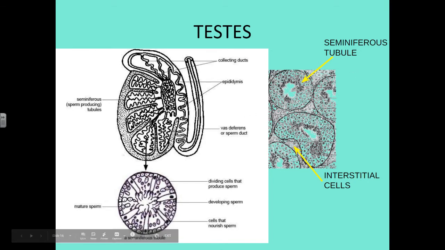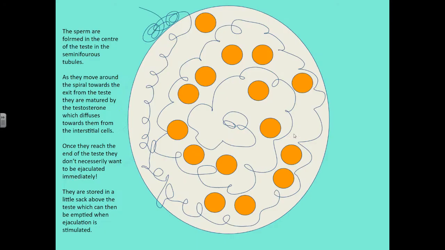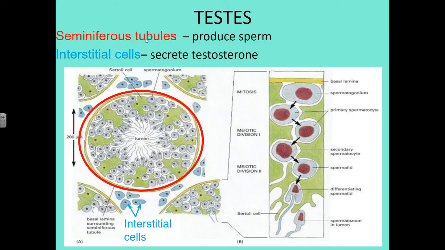So the interstitial cells are in between the seminiferous tubules and they feed them with testosterone. That's all you really need to know. So seminiferous tubules produce sperm and the interstitial cells secrete testosterone.